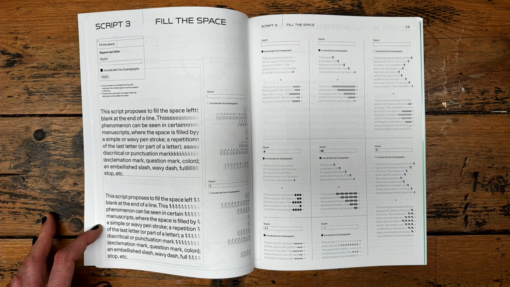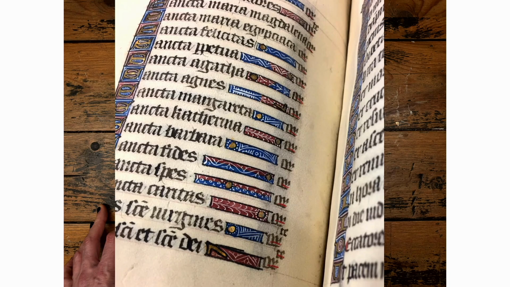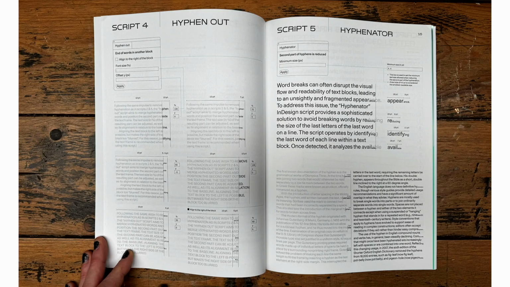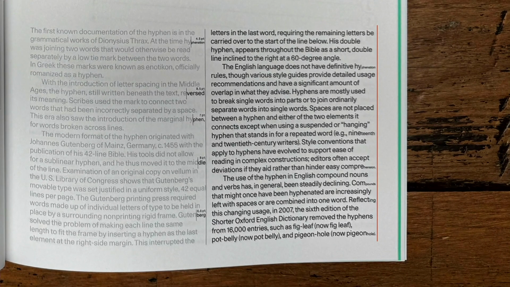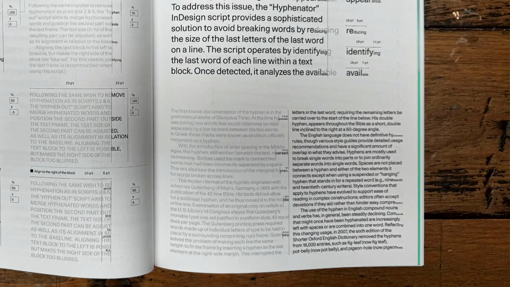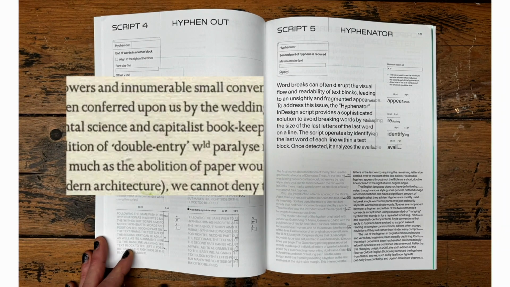Script 5, fill the space, is also a technique found in manuscripts, such as this Litany of the Saints Book of Hours dating from 1460 from France. Script 5 on the right, hyphenator, reduces the last letter of the last word on a line so it can fit in and become justified. Similar to that of Gill, nearly a century ago.